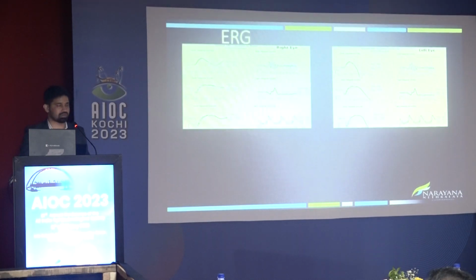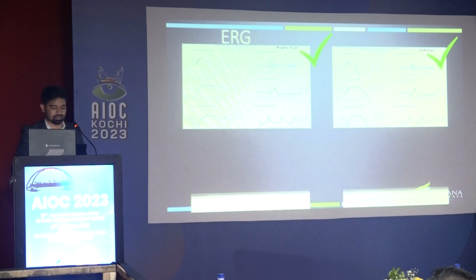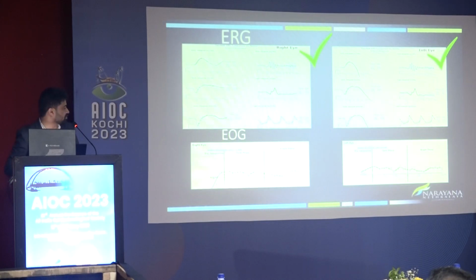Let's see what's going to happen. Look at the full-field ERG. Go by order. What did I tell? First, look at the dark adapted responses. It's normal. Combined response, normal. Light adapted response is also normal. Now look at the EOG. We were supposed to get a peak like this. It's not there. So this is classic of Best disease: a normal full-field ERG and an abnormal EOG.